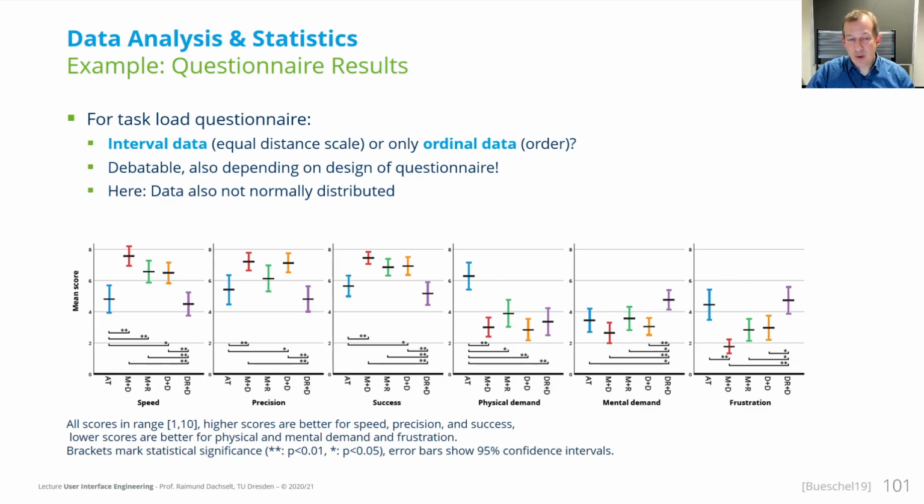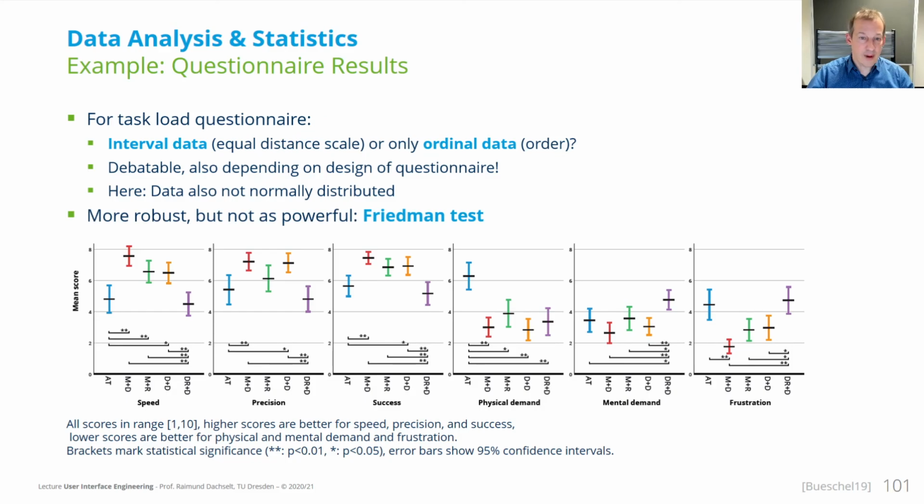Of course, for such questionnaires, it's always a bit questionable or debatable whether we can consider this data to be interval data, that means having an equal distance scale, or is it just ordinal data saying this is better or not so well? Like, I fully agree or I slightly agree. This is just ordinal data, but we can't say this is the same as I disagree and I slightly disagree. So we can't really say whether it is an equal distance scale or not. By the way, here the data is also not normally distributed, so you have to take that with a grain of salt.